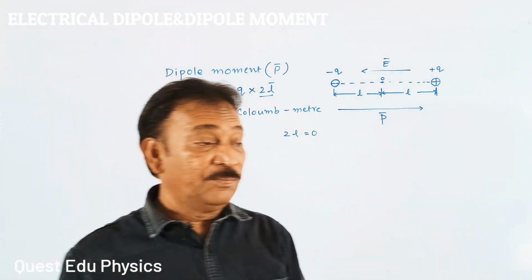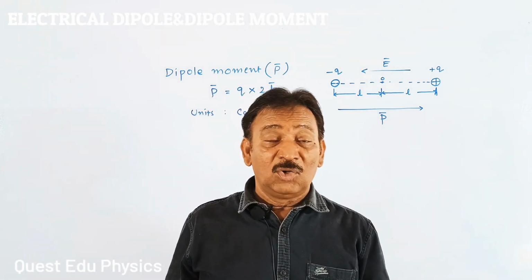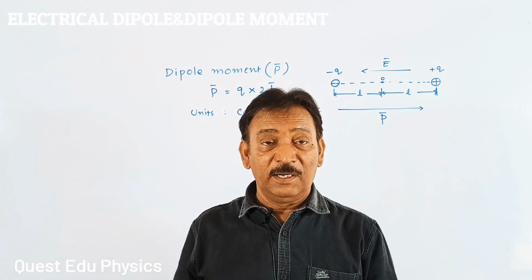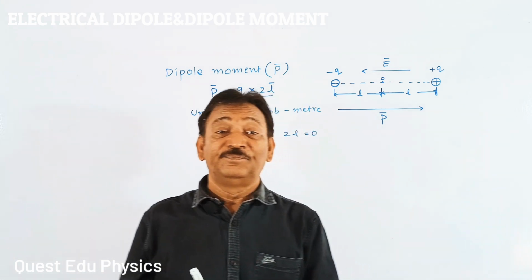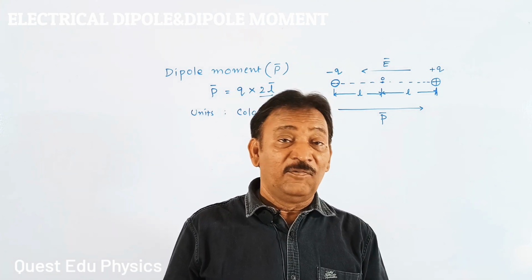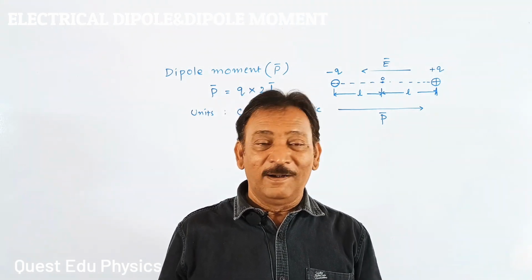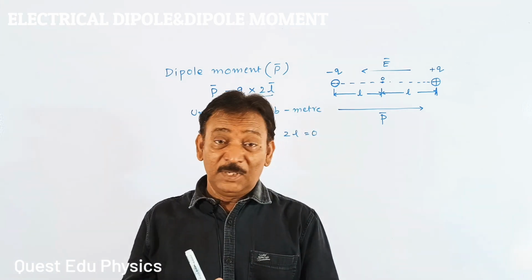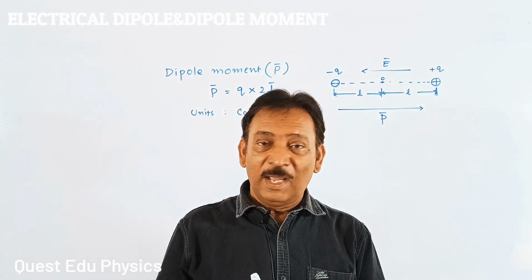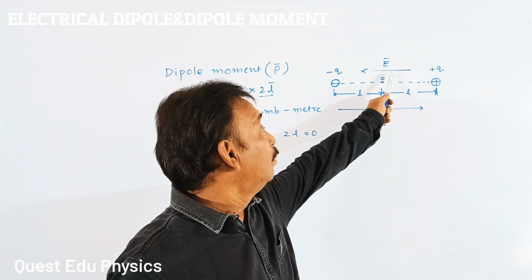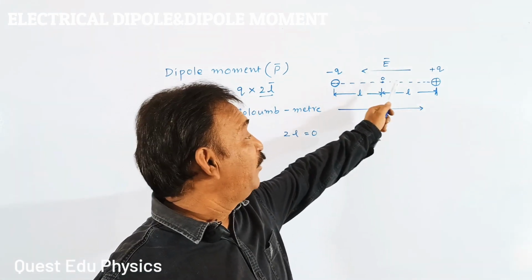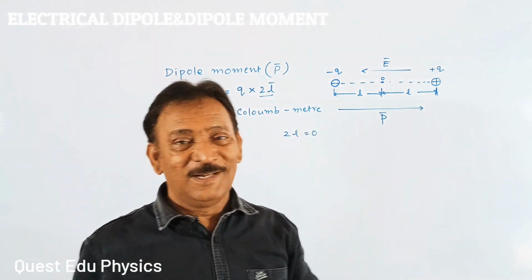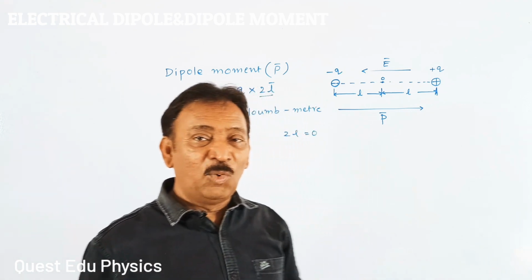And next, students, we are going to learn about the torque acting on a dipole which is kept in a uniform electric field. As you learned, electric field, I mean electric field intensity or electric field flux density, these all have the same meaning. E bar is the symbolic representation of the electric field and its direction is always positive to negative.